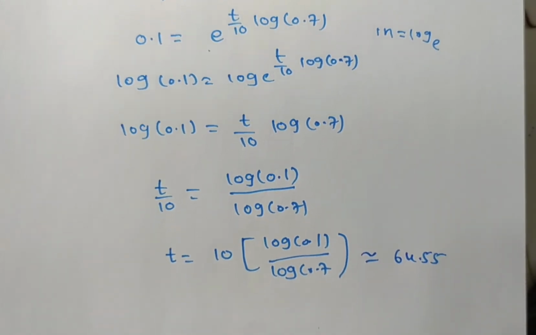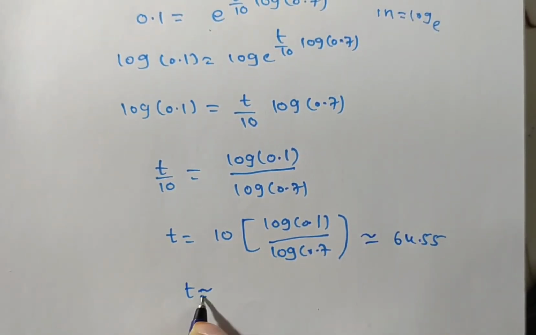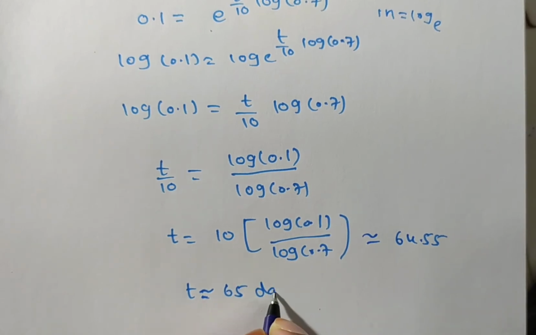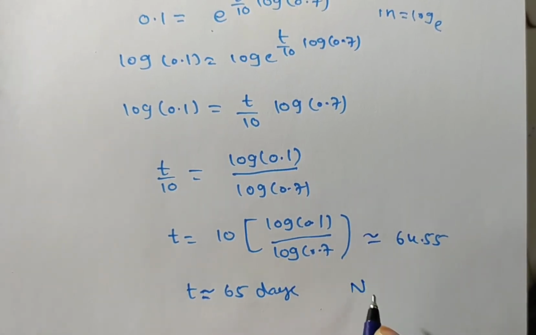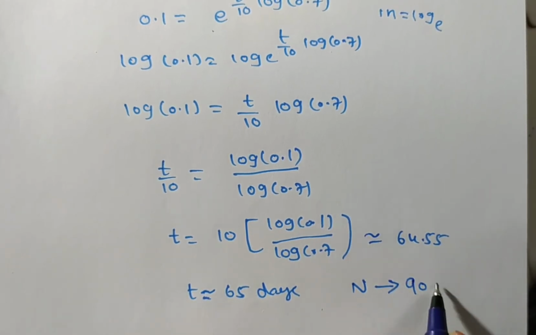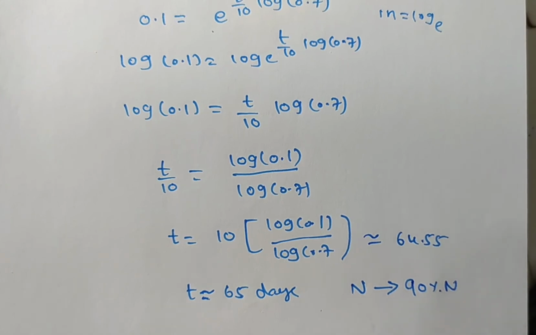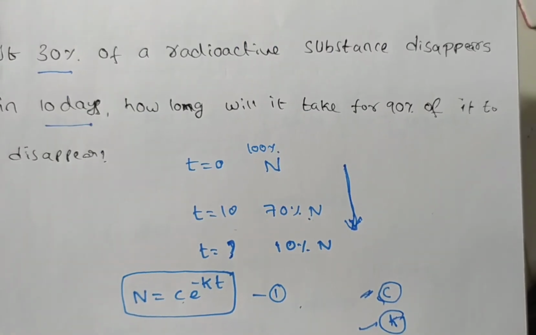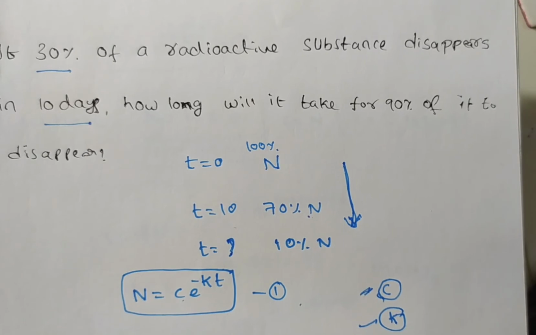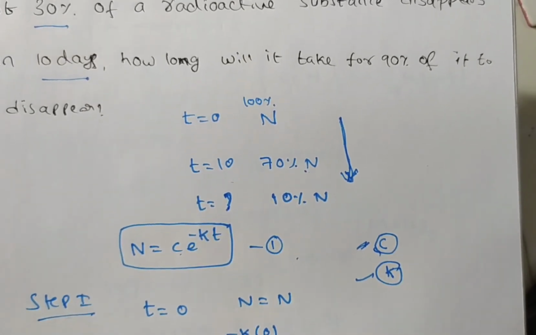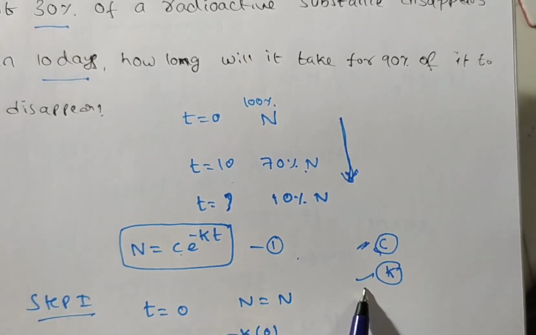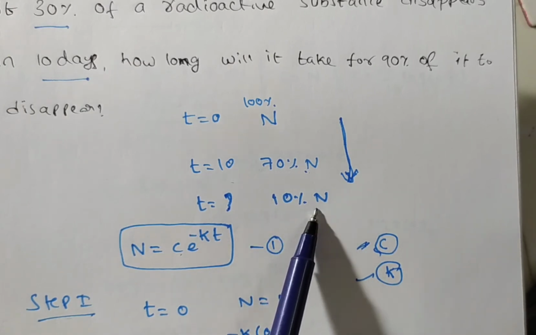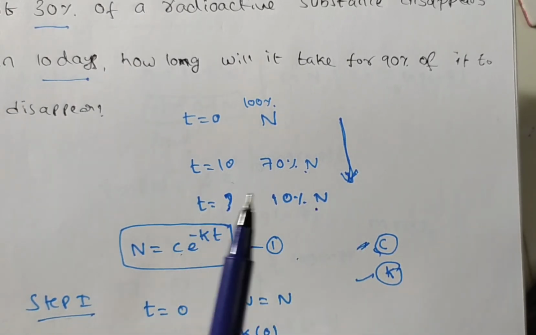So, simply you can say that around 65 days are required for the given initial value capital N to decrease by 90% of N. Is it clear for everyone? Right. So, like this we have to solve natural decay problems. That may be natural growth or decay, we only need to follow 3 steps. In these 3 steps we find the C value and K value from the given data. If they give N, we can find T. If they give T, we can find N.